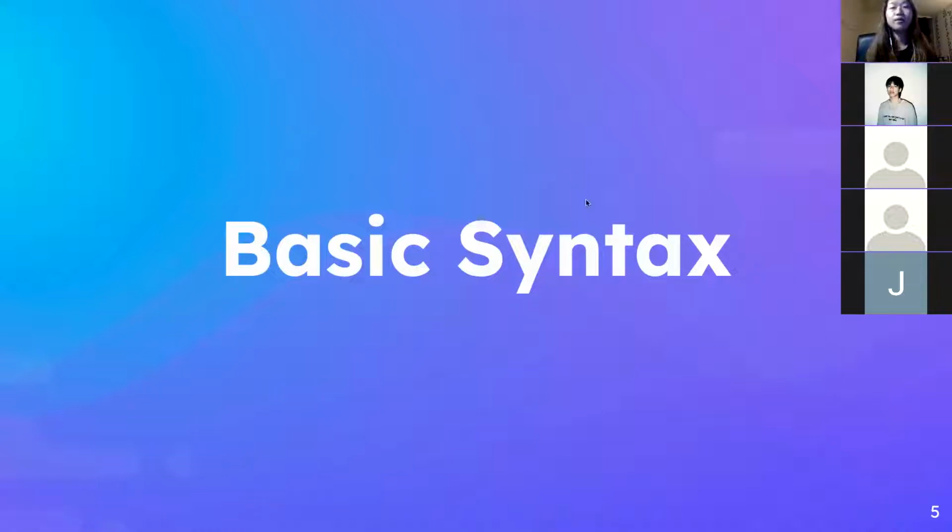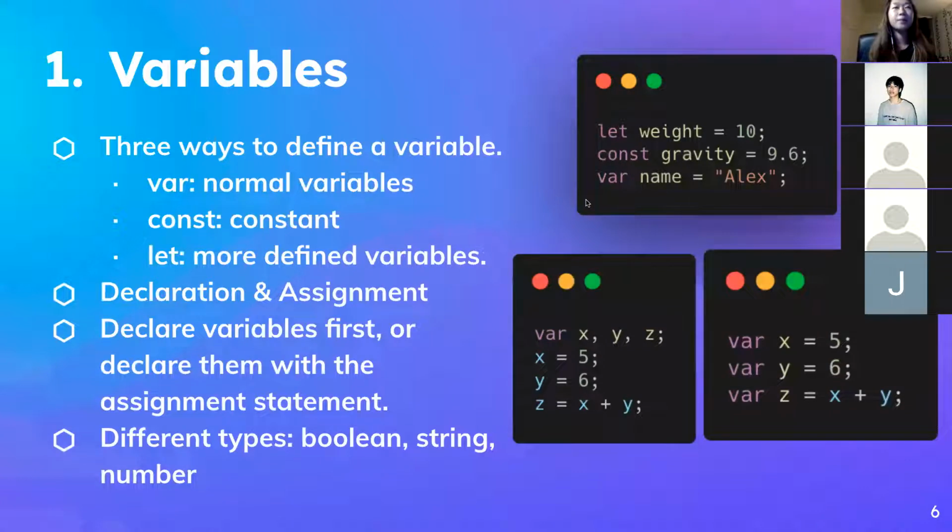Okay, so just basic syntax. Here are the three main ways to define a variable in JavaScript. So we have var, const, and let. So var is just a normal variable. Const is for constant. So for example, if you have gravity is always going to be 9.6 and that doesn't change, that is a case where you would use const. Let is for more defined variables.